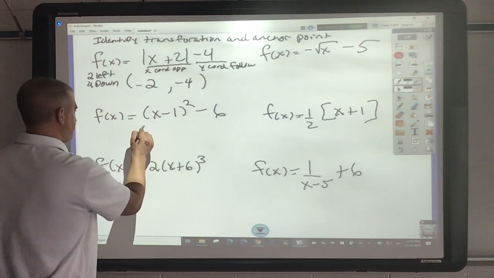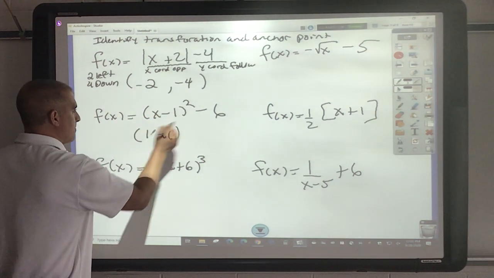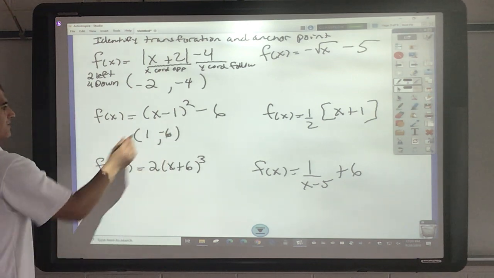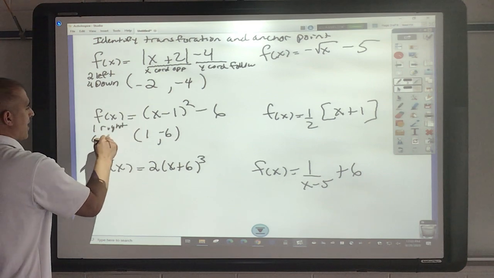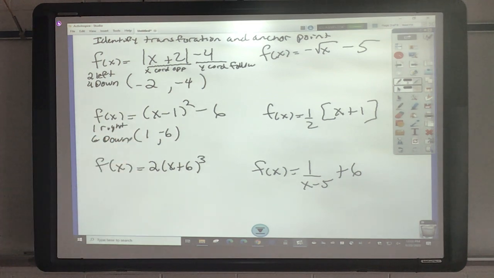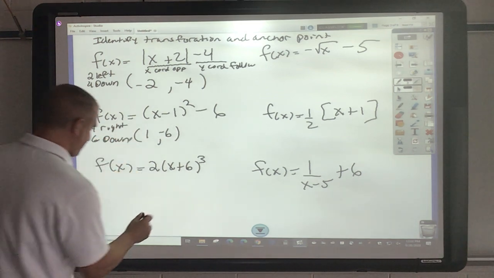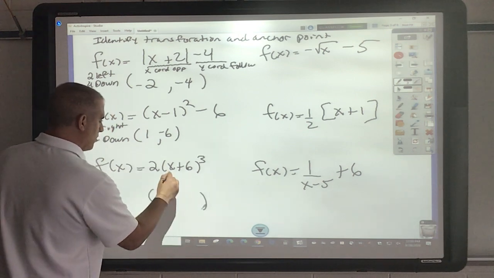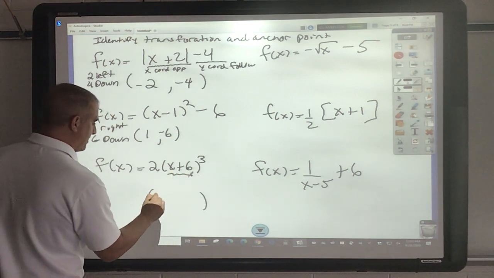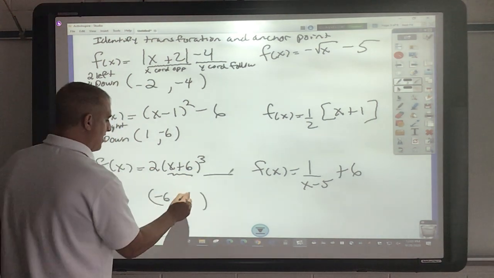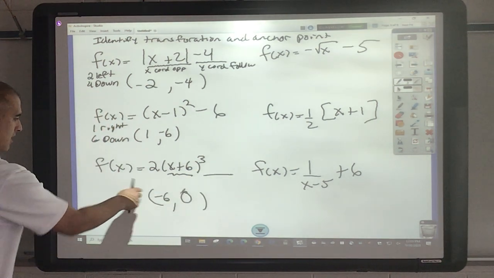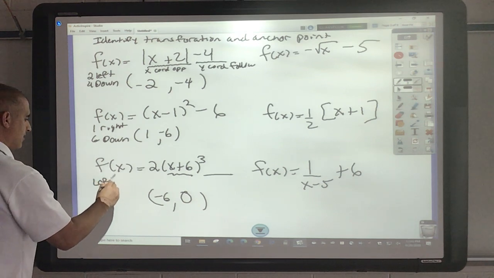So this one, opposite of -1 will be +1, that's going to stay -6. So what does this mean? We're going to go 1 right, 6 down. Okay? Now, this one, as you can see, only has something there. The opposite of +6 would be -6. There is nothing out here. I'll talk about this too in a second. So that would be 0. Okay? So what we're going to do is go left 6.